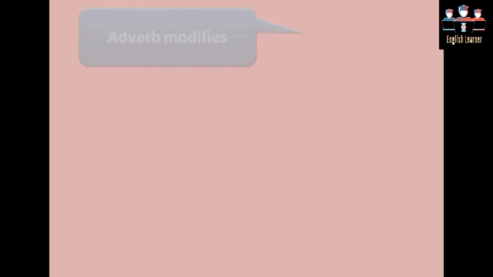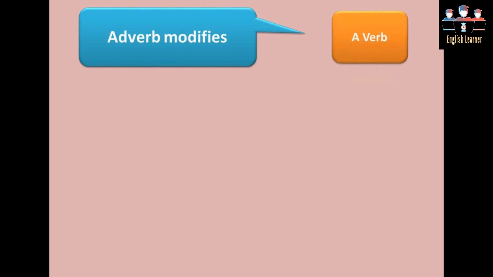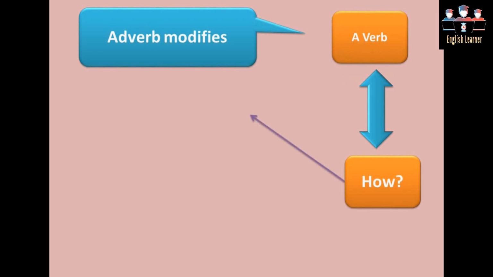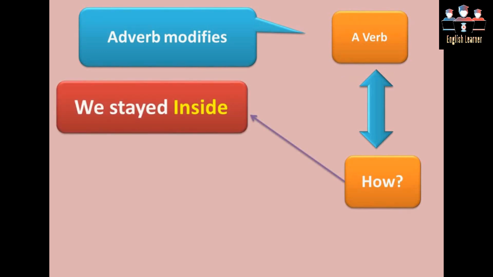Let's start with how an adverb modifies a verb. The answer of this how is in example number 1. We stayed inside. In this example, stayed is a verb and inside is enhancing the meaning of the verb. So inside is an adverb in this example.